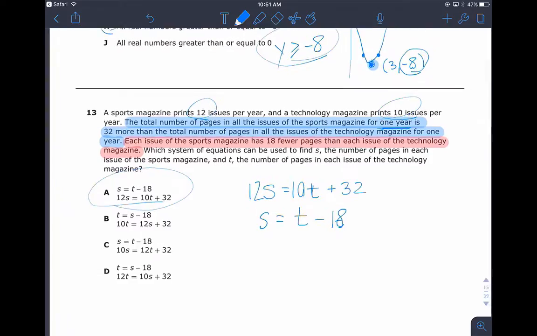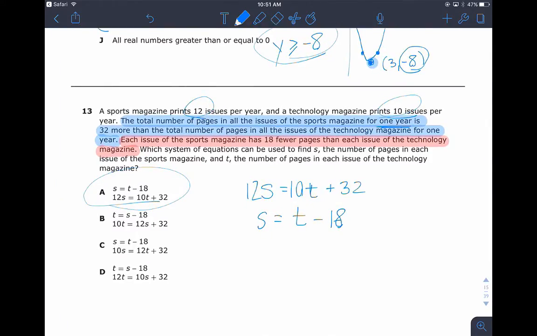We don't even need to solve it. We just need to get it set up. But the key thing is in that stuff I highlighted with the blue right there, we're talking about 1 year. So we've got to think about the issues per year, which is kind of tricky there.